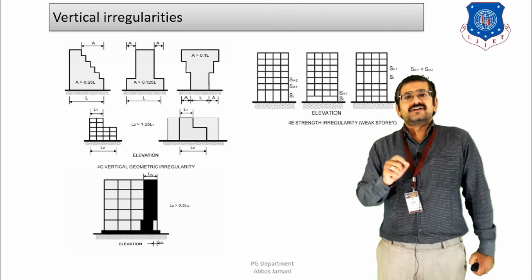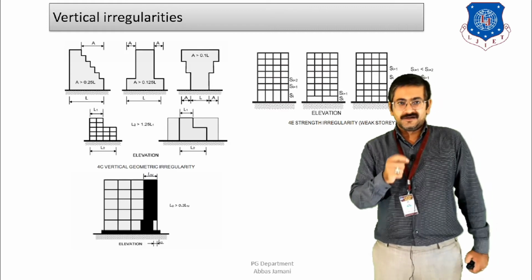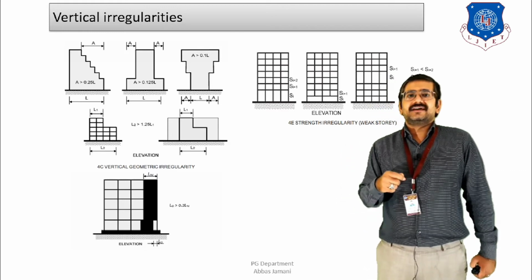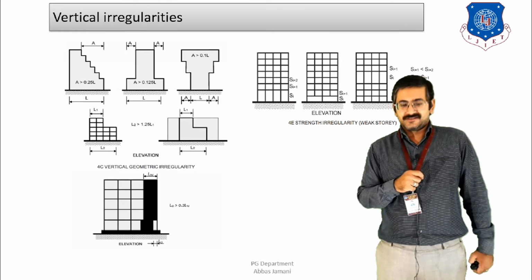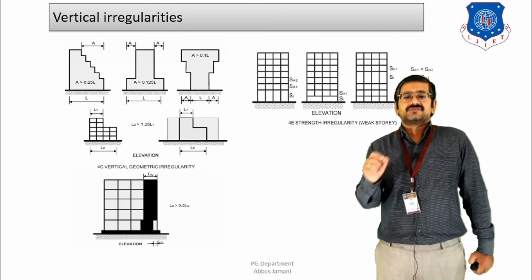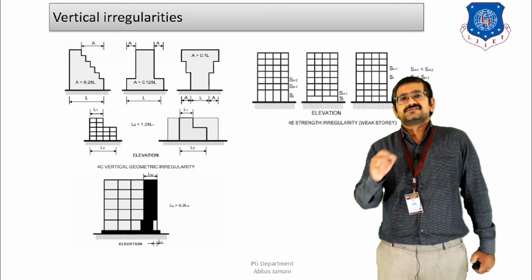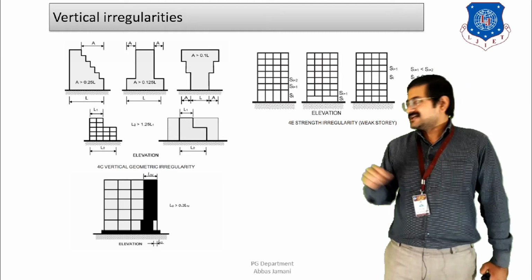And the code is suggesting that in the lower seismic zone it is okay to have vertical geometric irregularity, but in the higher zones the effort should be made to do dynamic analysis, and the structure should be analyzed accordingly. At the same time, the interstory drift should be controlled so that it does not exceed 0.2% of the story where the irregularity is present, right? So that is the third category.